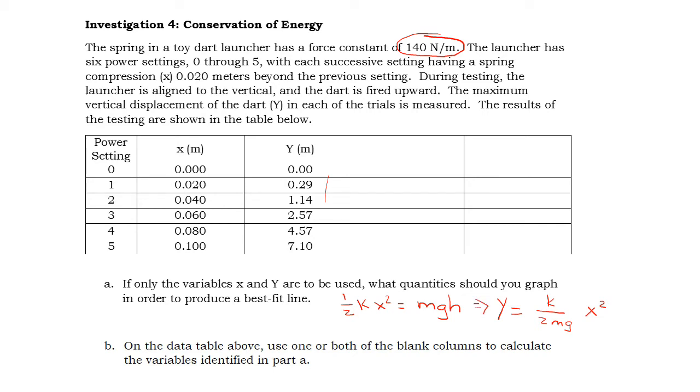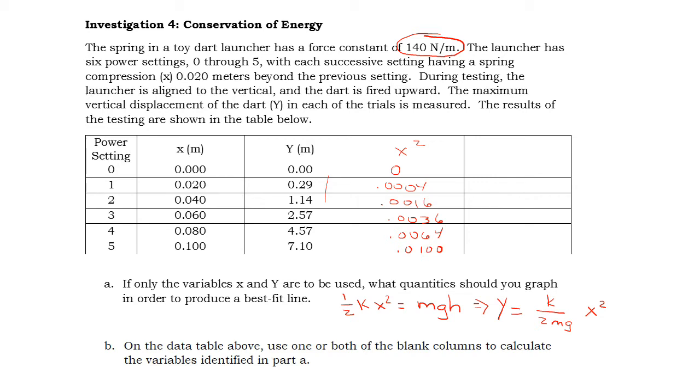So what this tells me is if on the y-axis I put the height the dart goes to, and if I put x squared on my x-axis, then the slope of the best fit line, which will be linear, is going to be k over 2mg. So over here, I'll put an x squared, and my values will be 0, 0.0004, 0.0016, 0.0036, 0.0064, and 0.0100.